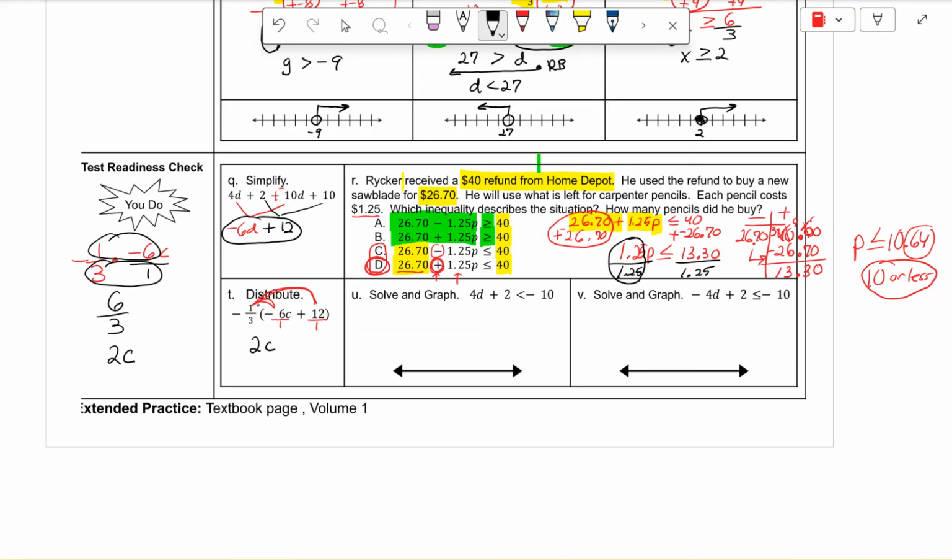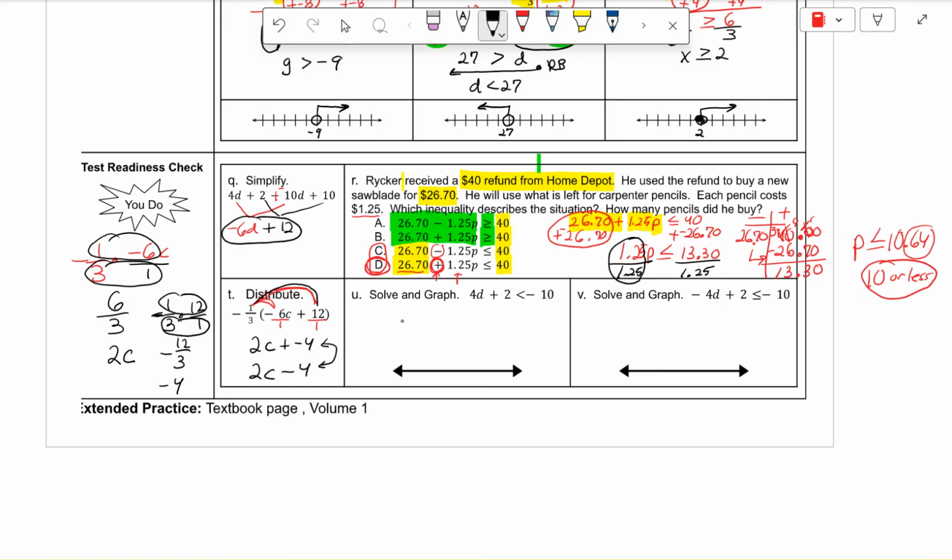Now I'll do my second one. Negative 1/3 times 12, as a fraction, 12 over 1. This is a negative times a positive, so I know my answer is going to be a negative. 1 times 12 is 12, and 3 times 1 is 3. 12 divided by 3 is 4, so my answer is negative 4. You can write the answer like this, or the pro way is 2c minus 4. Either way is the correct answer.